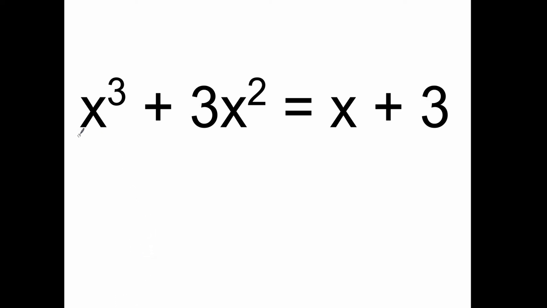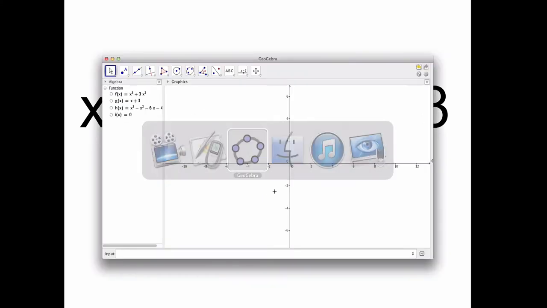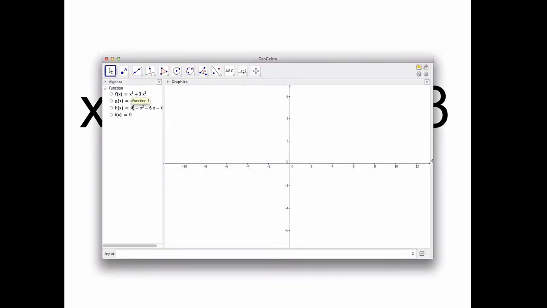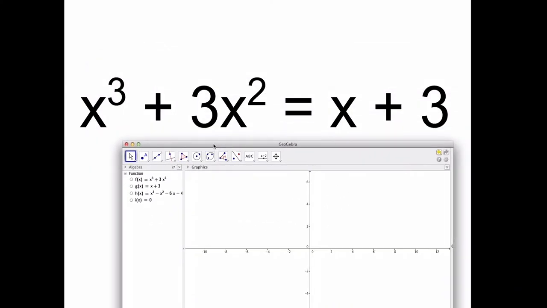Okay, so the first type of problem is solving an equation that looks like this by graphing. So we're going to use GeoGebra to graph this, and I've already put some of the functions in here that we're going to use. If you'll notice, the left side of the equation is x cubed plus 3x squared. I put it in as a function, f of x is equal to x cubed plus 3x squared.